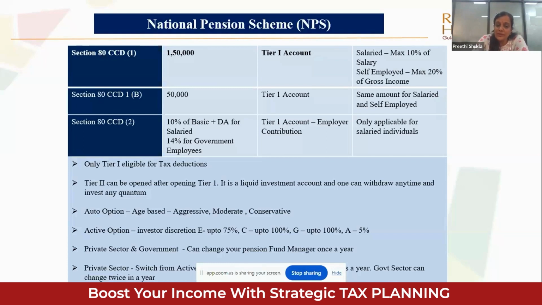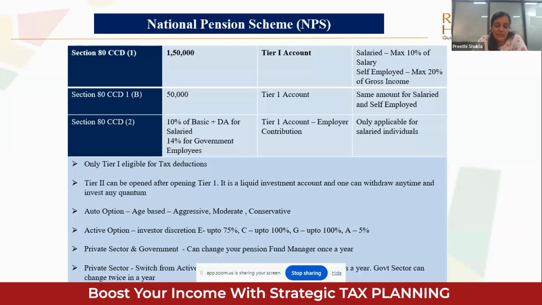So NPS gives you three different sections under which you can save taxes. Number one is 80C, under 80CCD(1), where you can invest up to 10% of your salary if you're working for the private sector, if you're a salaried person, and if you're self-employed, up to 20%. Besides this 1,50,000, it gives you an additional option to invest another 50,000 and claim tax benefits under Section 80CCD(1B).